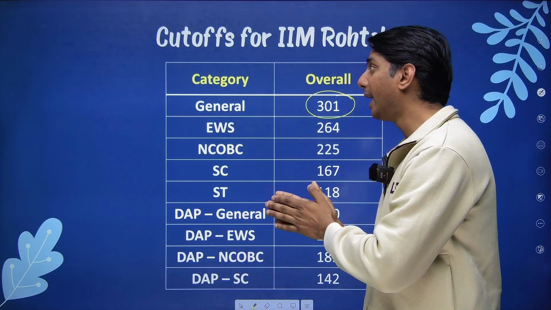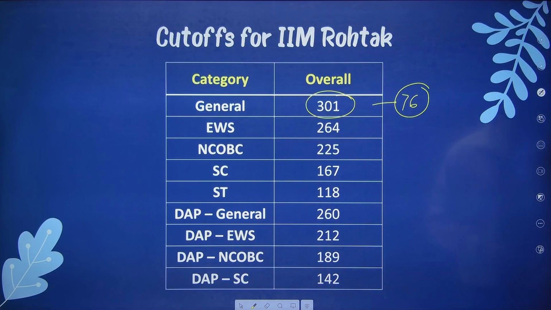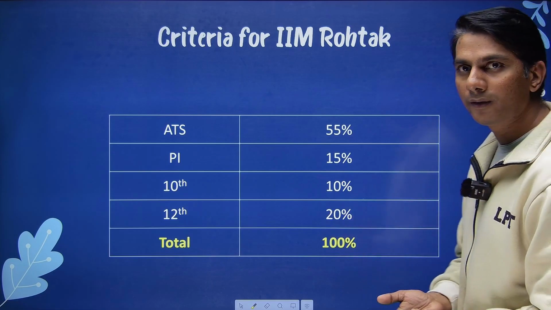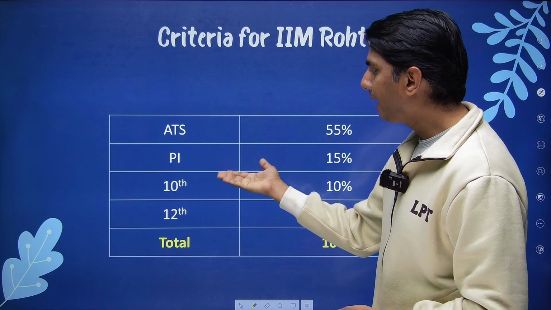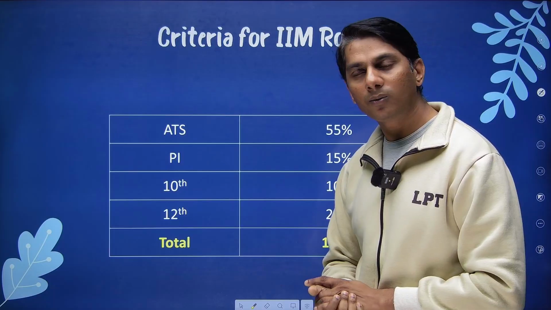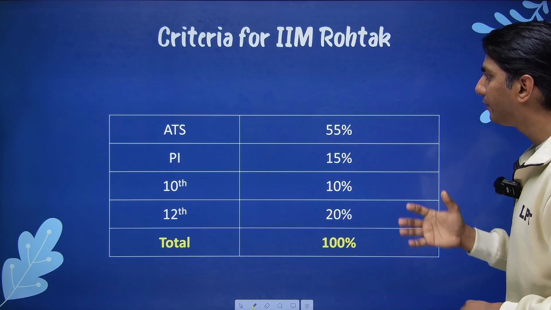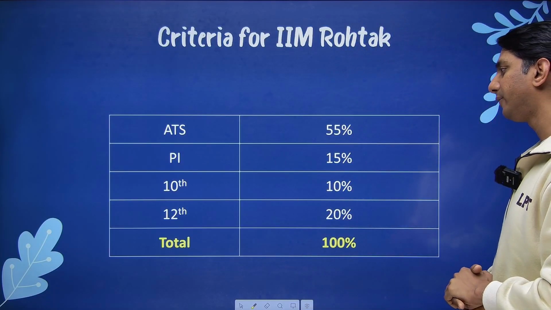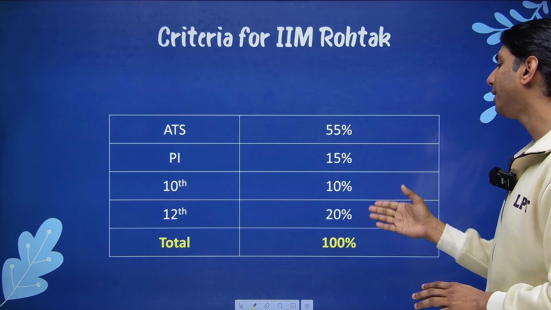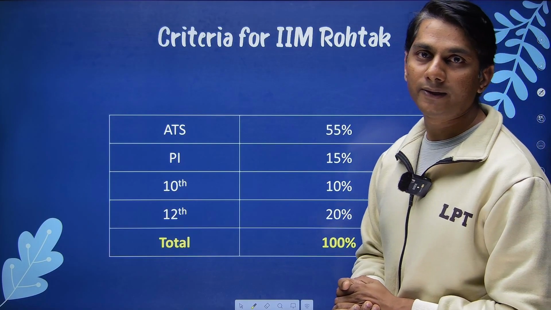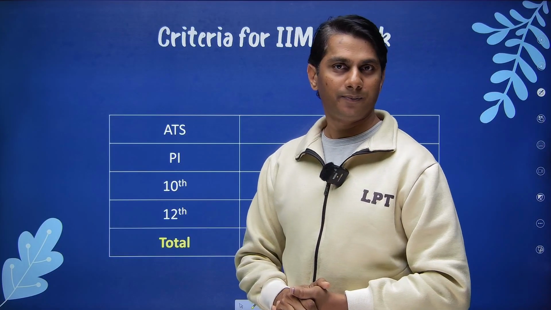you will be able to clear the cutoff for IIM Rohtak. And once you clear the cutoff, again your ATS score will be calculated, and PI and 10th and 12th scores will be calculated. So ATS score is given 55% weightage, PI is given 15%, 10th and 12th are given 10 and 20% weightage respectively by IIM Rohtak, right?